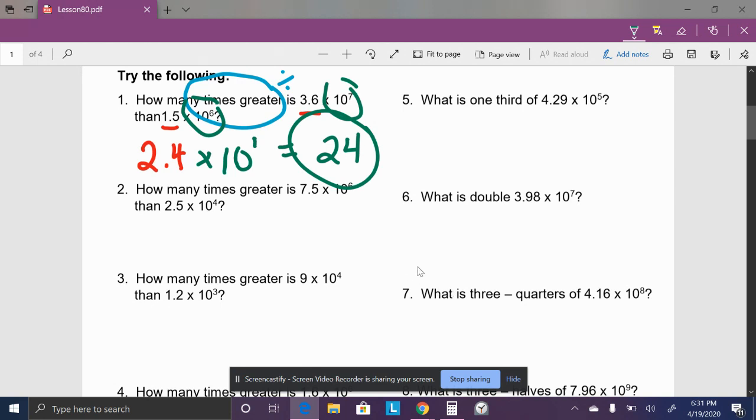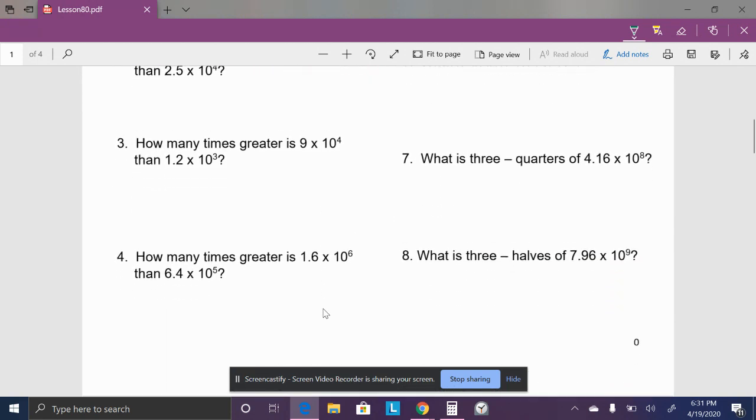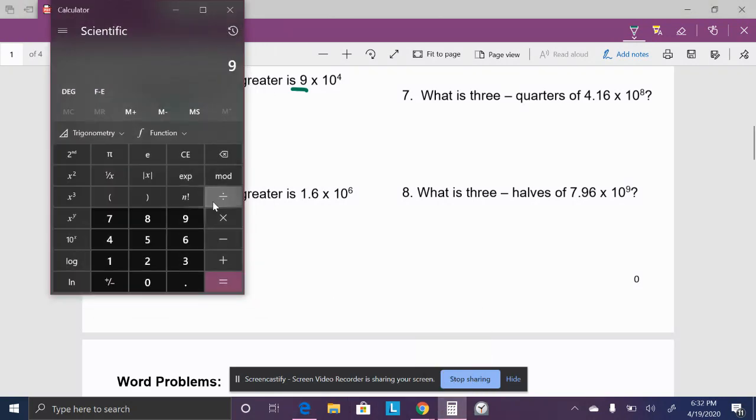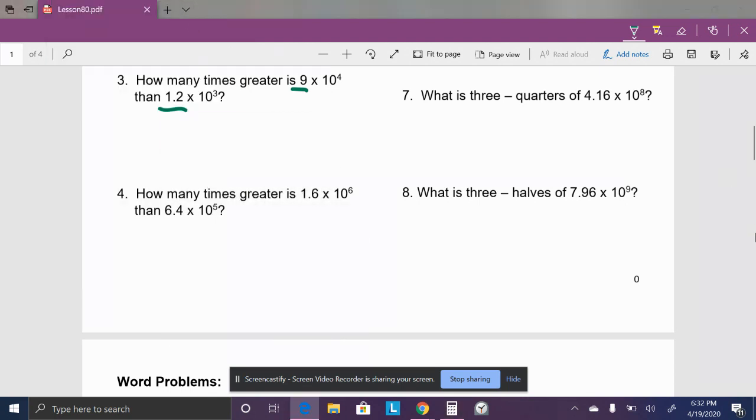Number three, let's look at that one. How many times greater is 9 times 10 to the fourth than 1.2 times 10 to the third? So again, how many times greater? We're going to divide the numbers out in front. 9 divided by 1.2, and we get 7.5.